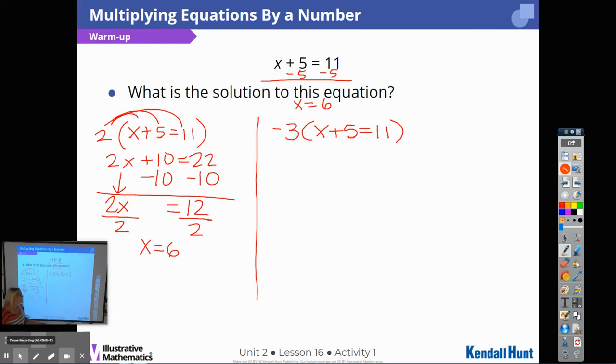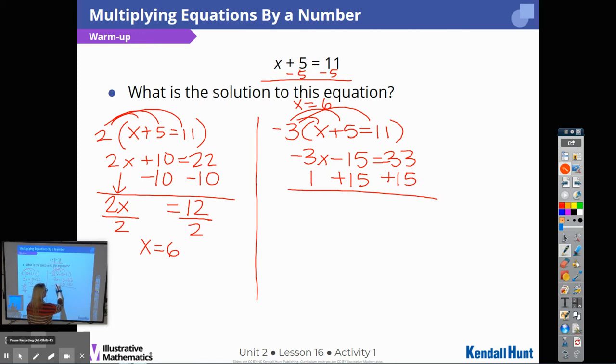Okay, so let's do that. -3 times x is -3x. -3 times 5 is -15. -3 times 11 is -33. Then I just have to solve for x. Let's add 15 to both sides. Bring down your -3x. Those cancel out, and it equals -18. Divide both sides by -3, and x equals 6.